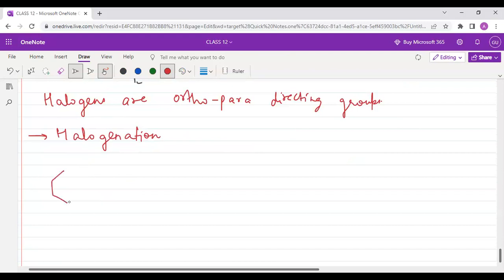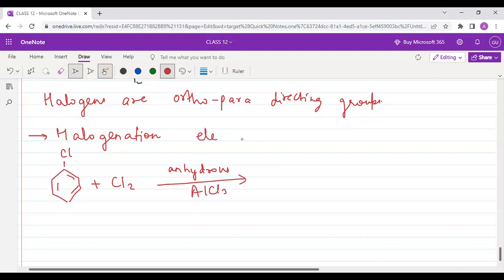So we'll have chlorobenzene and we are performing a halogenation reaction. That means we'll react it with halogen molecules. So suppose we have taken chlorine. And this reaction takes place in the presence of a Lewis acid, and that is anhydrous AlCl3. You should remember the electrophile generated in this reaction is Cl+, which is called chloronium ion.